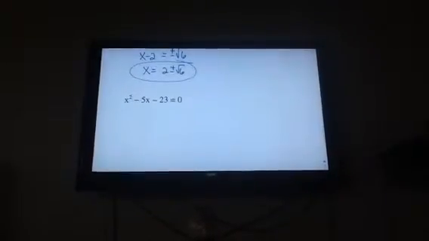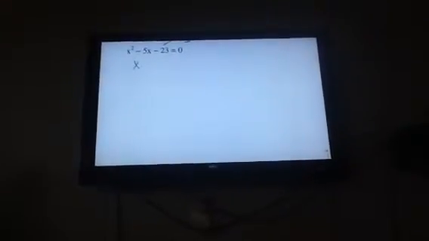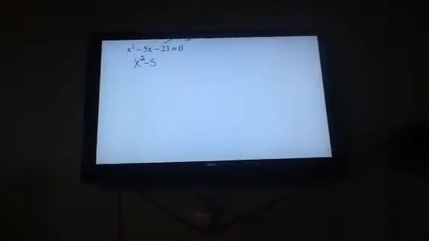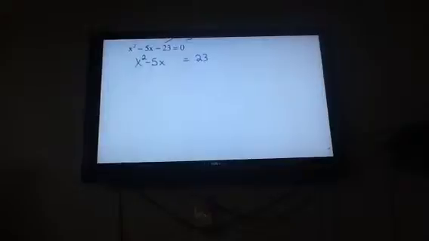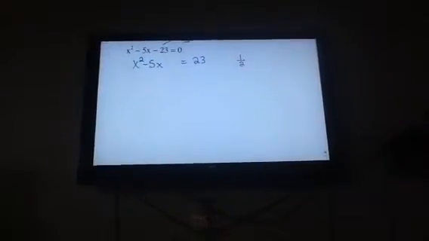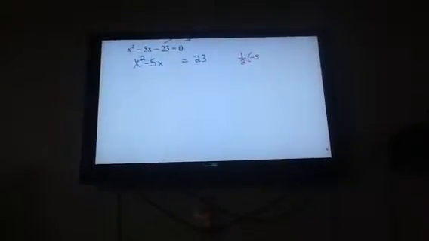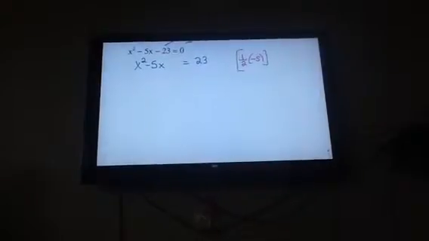Okay, my next one here. Coefficient of the x squared term must be 1. Done. Move the constant term to the right side. Add the 23. Add it to both sides, positive. Then take half of the middle coefficient and square it.